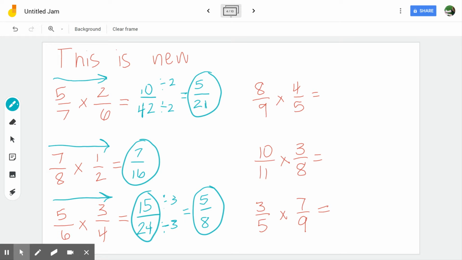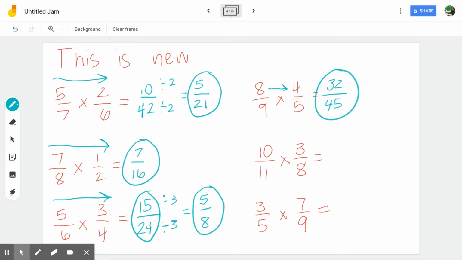All right, what about 8 times 4? 8 times 4 is 32. And 9 times 5 is 45. It's a big fraction. Lots and lots of tiny pieces because it's divided into 45 different pieces, but that's in its simplest form, so we're good.